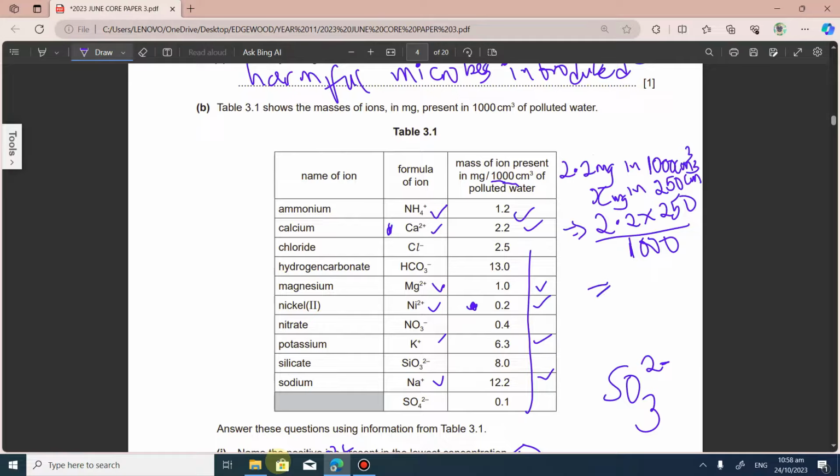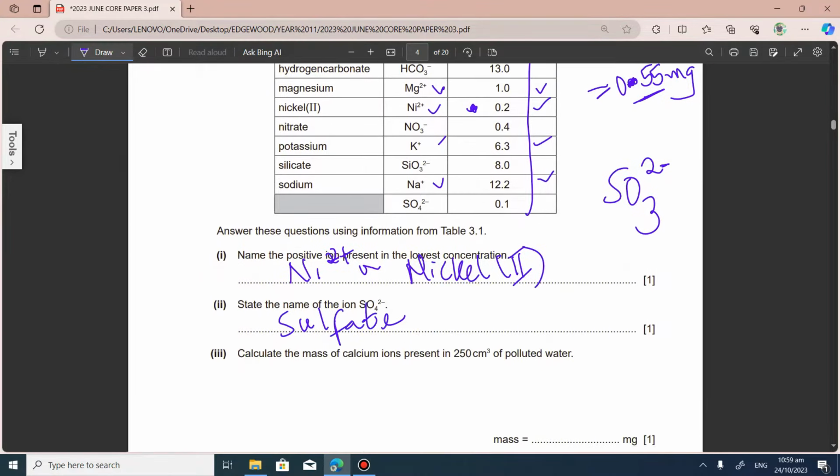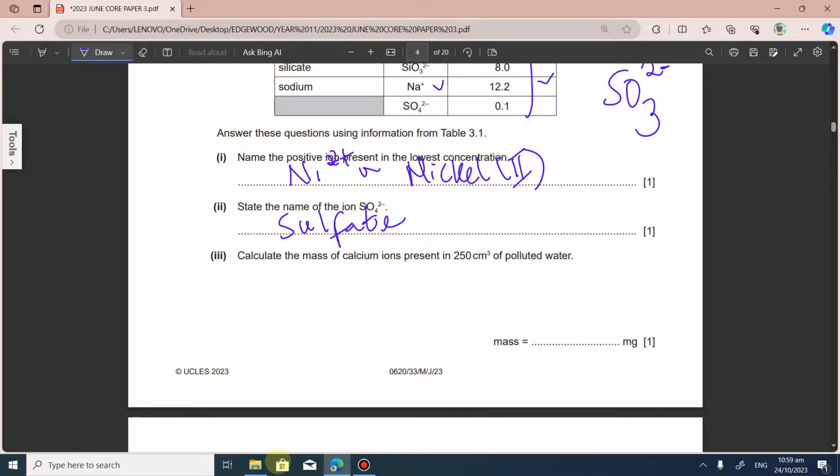So let's see what we're going to have. If we do the calculation, 2.2 times 250 all divided by 1000, I have 0.55 milligram. So this is the concentration in 250 centimeter cube. I could just write 0.55 here, and I have the correct 1 mark for that question.